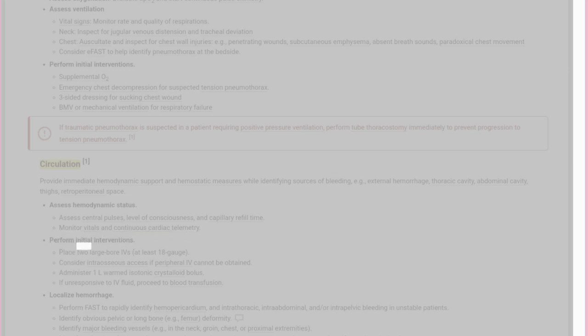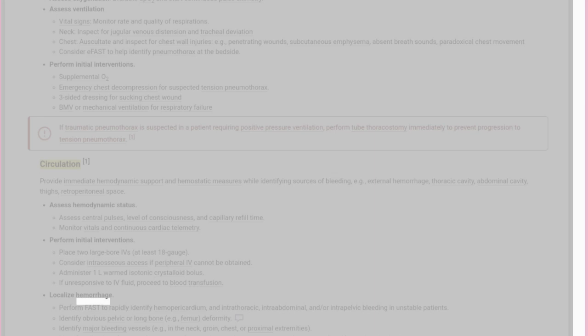Perform initial interventions. Place 2 large bore IVs, at least 18 gauge. Consider intraosseous access if peripheral access cannot be obtained. Administer a 1 L warmed isotonic crystalloid bolus. If unresponsive to fluid, proceed to blood transfusion.